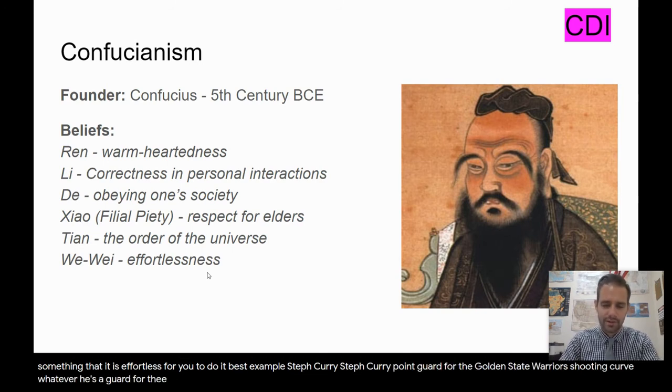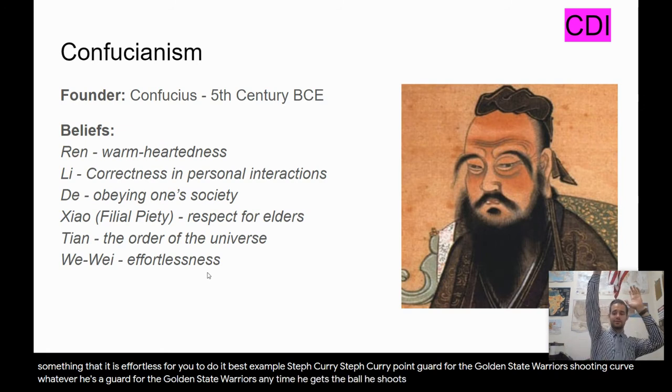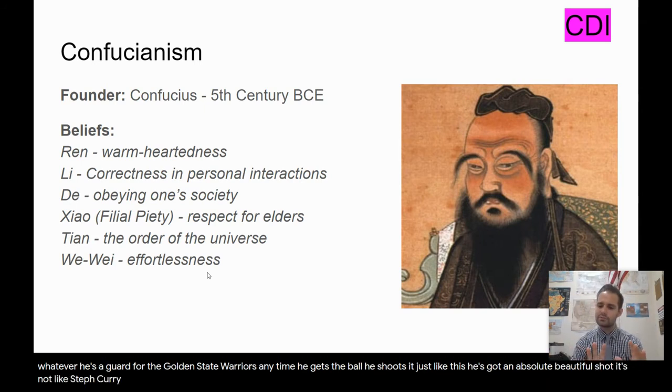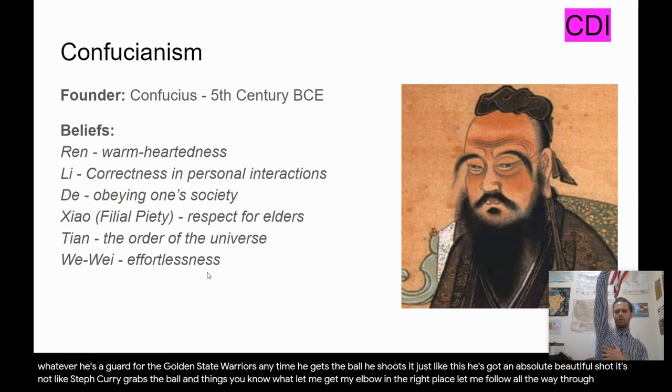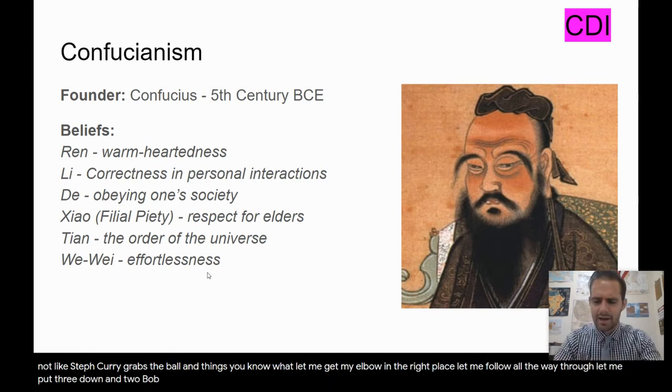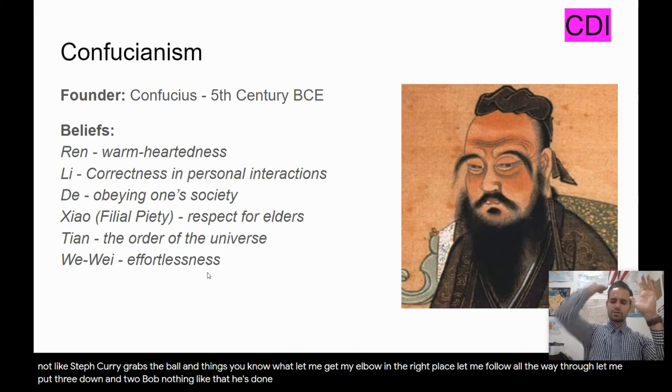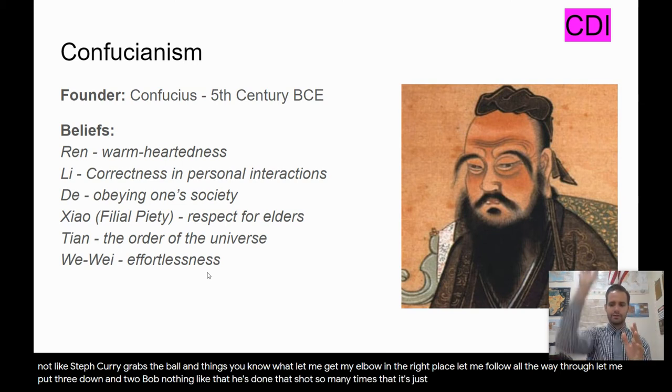He's a guard for the Golden State Warriors. Anytime he gets the ball, he shoots it just like this. He's got an absolutely beautiful shot. It's not like Steph Curry grabs the ball and thinks, you know what, let me get my elbow in the right place. Let me follow all the way through. Let me put three down and two up. Nothing like that. He's done that shot so many times that it's just effortless. He can do this over and over and over.